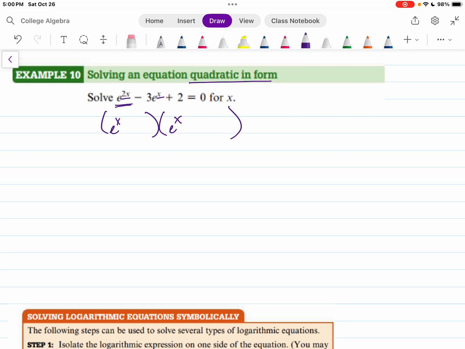And then we look at, okay, what are the factors of 2? Well, that's 1 and 2. Copy down the sign in the middle. Oops, sorry. That should be a minus sign. And then that's all equal to 0.